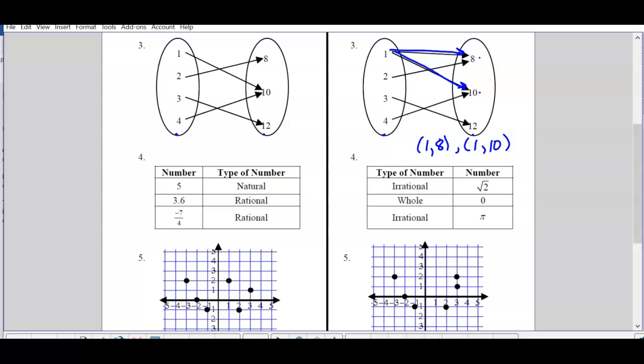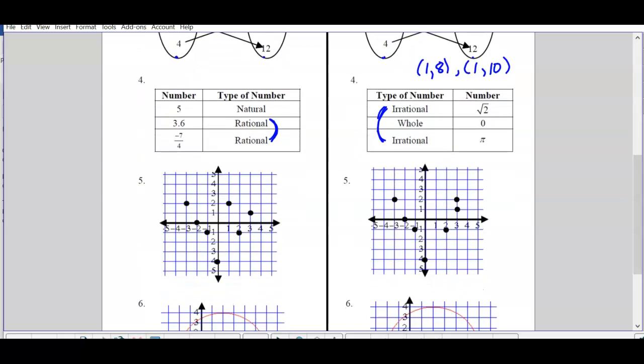Let's take a look at the next. Our first column here has some numbers, and the second column is the type of number. So we're setting it up as a relation. When a number is 5, it's natural. When a number is 3.6, it's rational. Negative 7 over 4 is rational. So we have two results that are rational, with different values to start. Here, irrational is root 2, whole is 0, irrational is pi. So here we have two first values that are the same. So again, you're getting a pattern, hopefully.